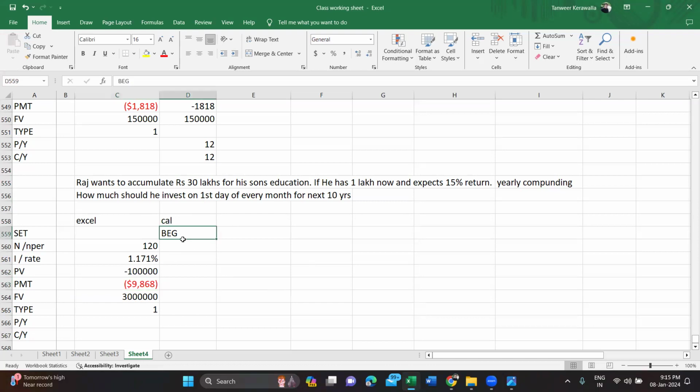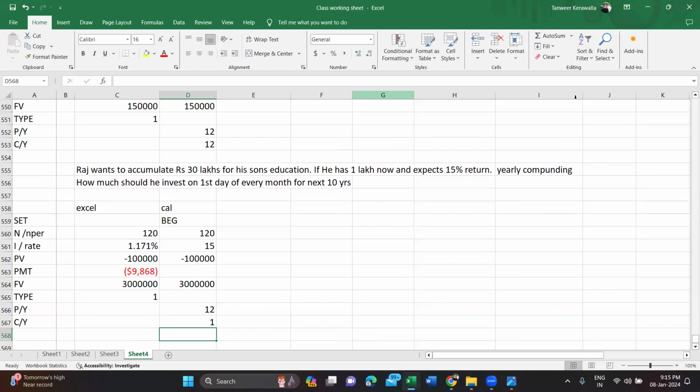On the calculator also, same way, 120 months, but you'll take the rate as it is, 15 percent. No, only 15 for the calculator. Present value is 1 lakh, future value is 30 lakhs. Time is not there on the calculator. Payments per year is 12 because every month he's investing. But compounding is only once because it's yearly compounding, right? So one. Now you apply the formula here. Go to PMT and press solve. You get 9,868.317. Right? So that's how we will do.